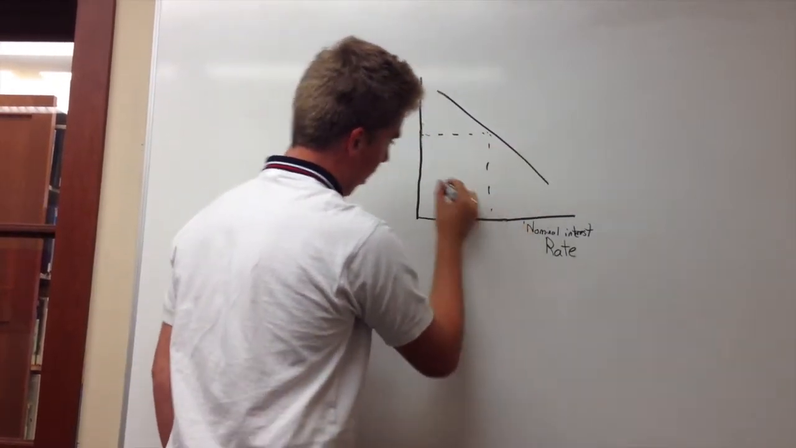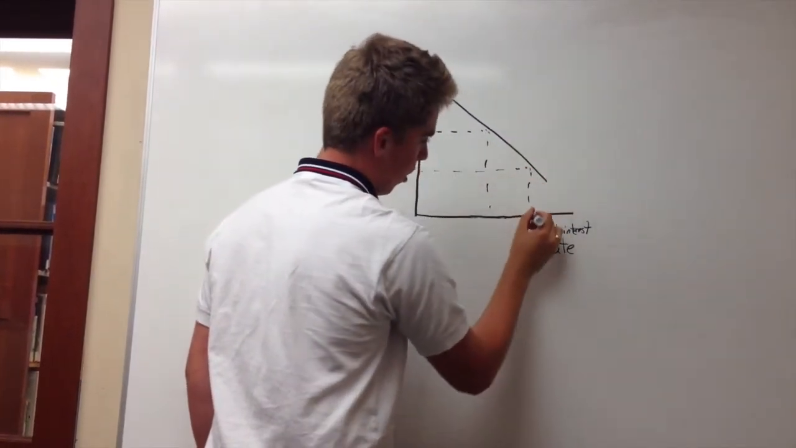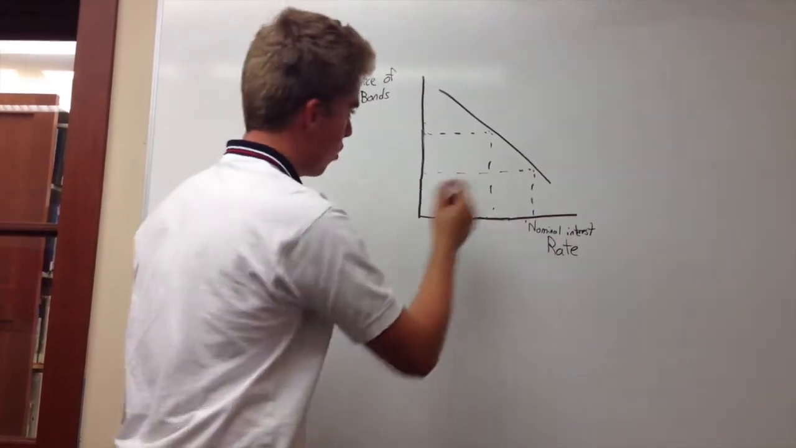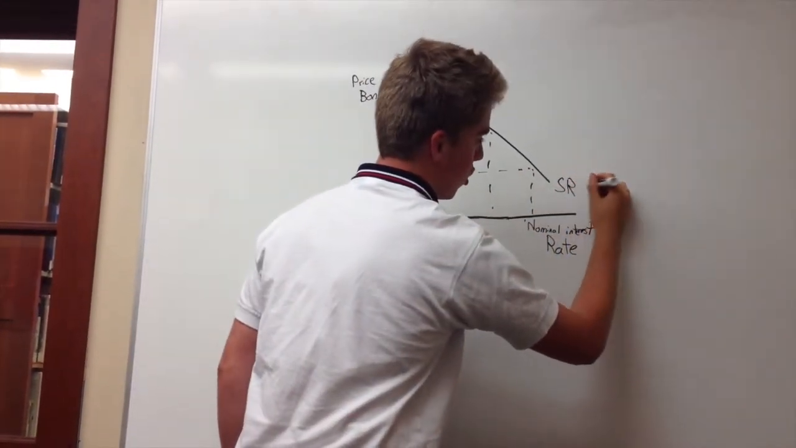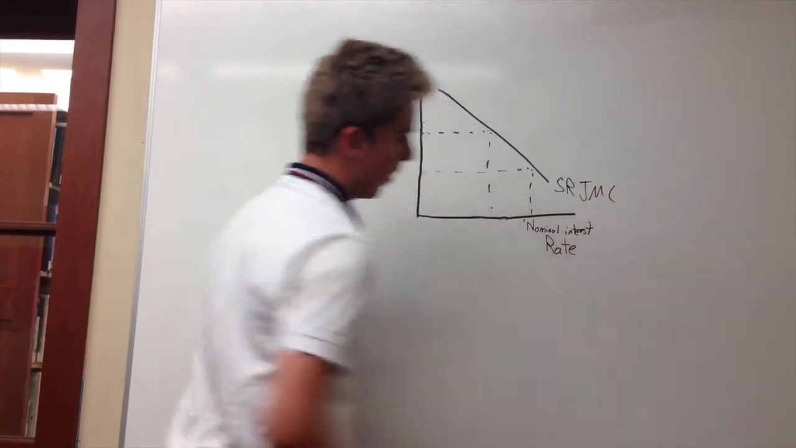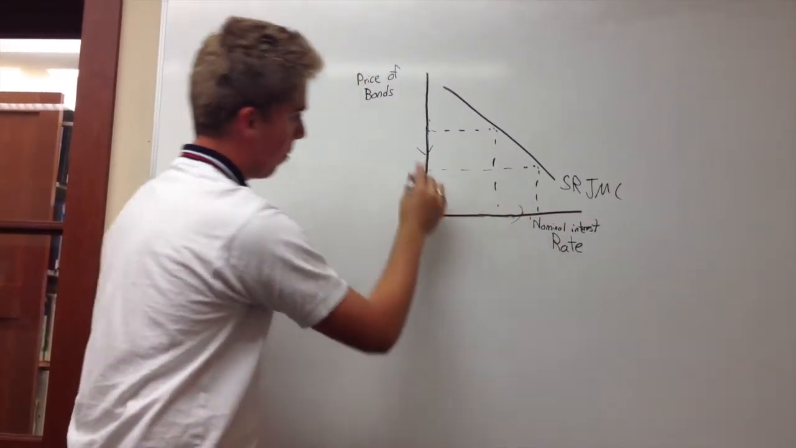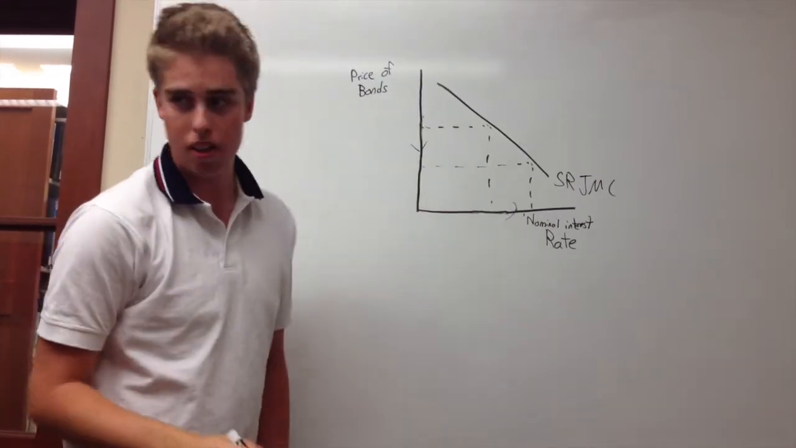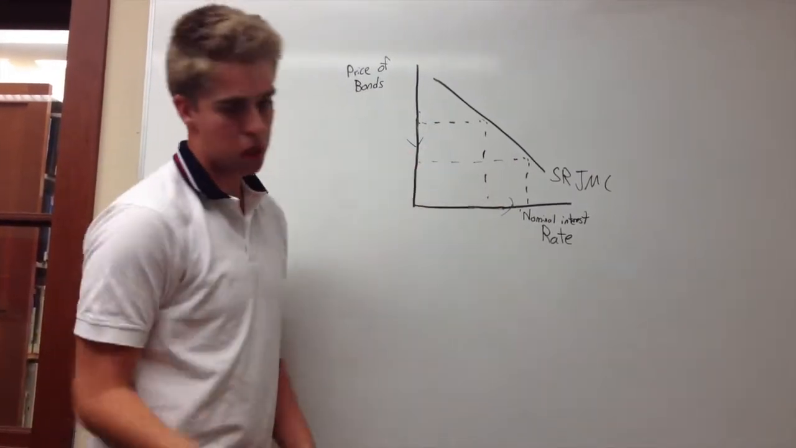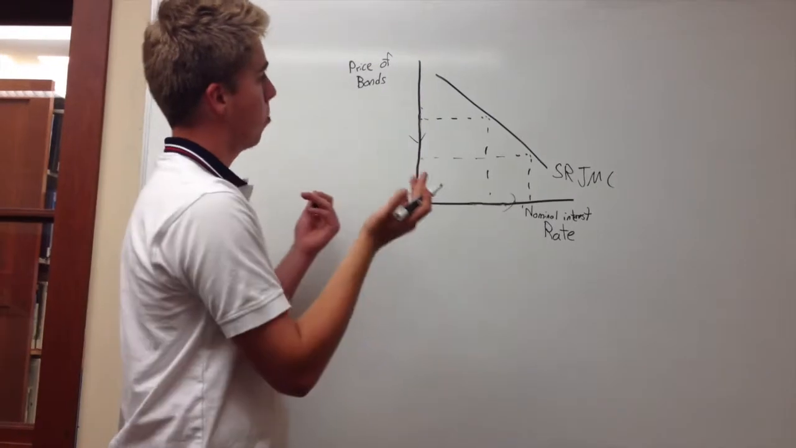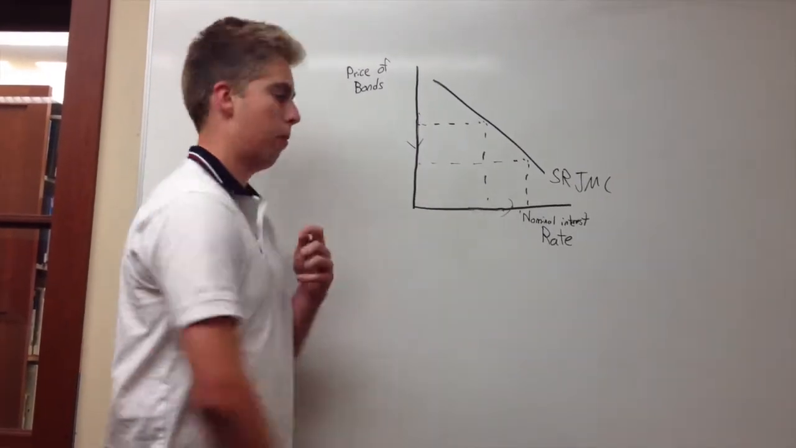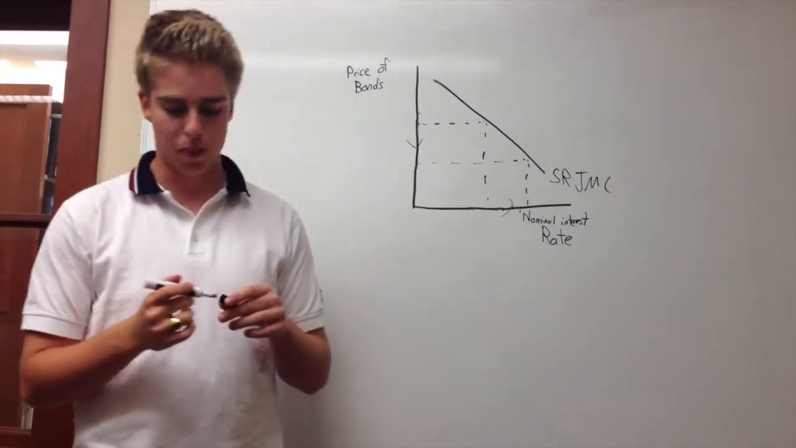And by the way, I like to call this curve, feel free to call it whatever you want, but I recommend this name, the short run Jonathan Mossaway curve. So it shows the linkage that if we decrease the price of bonds, we're going to increase the nominal interest rate, and if we increase the price of bonds, we're going to decrease the nominal interest rate. Something to remember for your multiple choice.